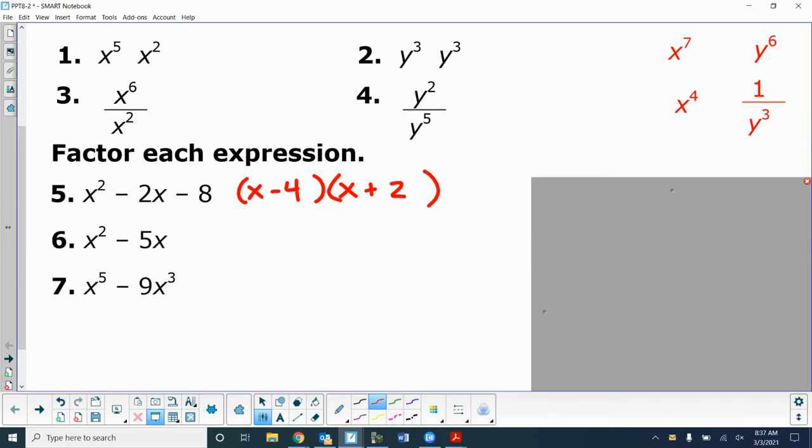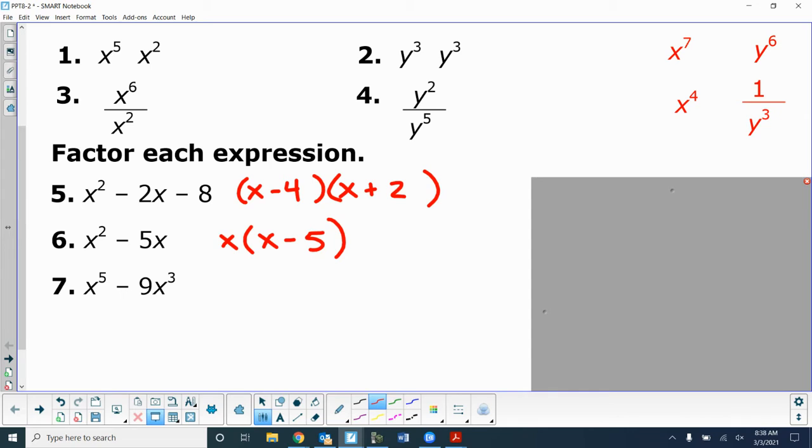Okay. Here, we're supposed to look always for what in the beginning? GCF, which is x. And then what's x squared divided by x? X. And what's -5x divided by x? -5.